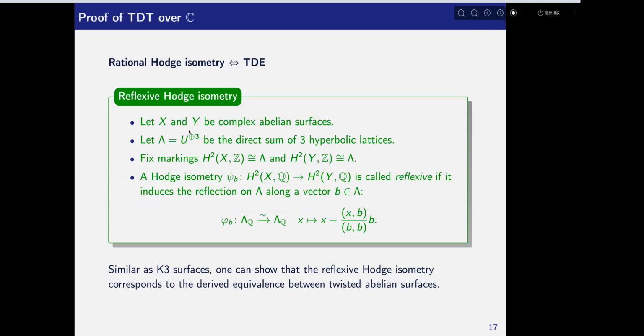Just replace K3 by abelian surfaces and some fixed marking, and we define the so-called reflexive Hodge isometry. Reflexive just means it is induced by some reflection, so this is basically a reflection. For such reflections, we can characterize them by the twisted derived equivalence.